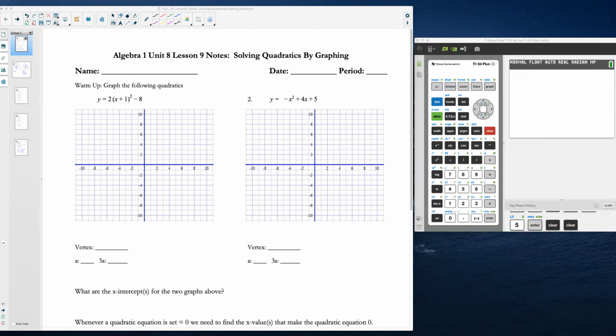So, to get us into the work for today, we have two warm-up problems there. I would like you to go ahead and pause the video and graph those first two quadratics, and then turn the video back on and we'll see what you remembered.